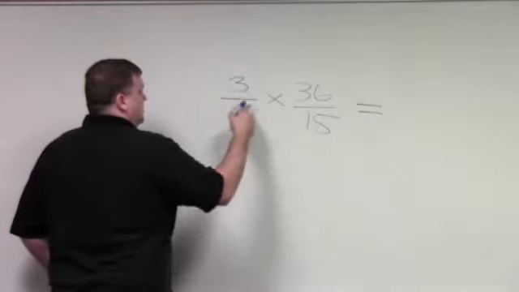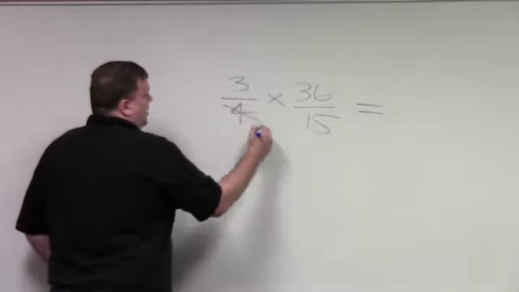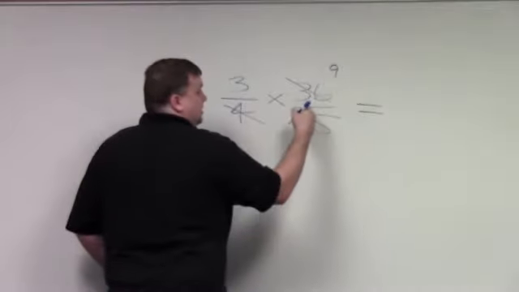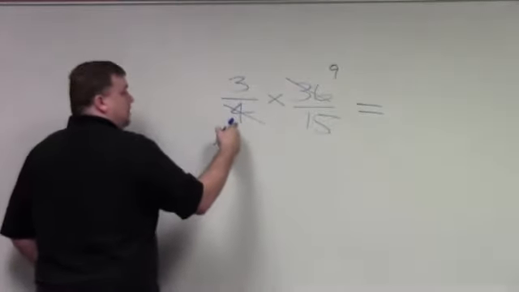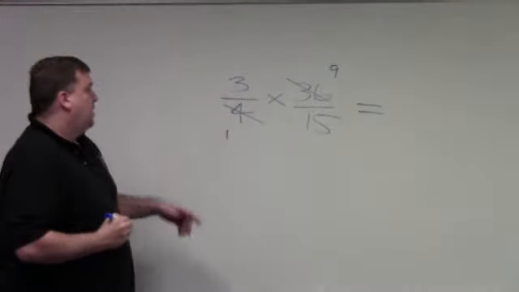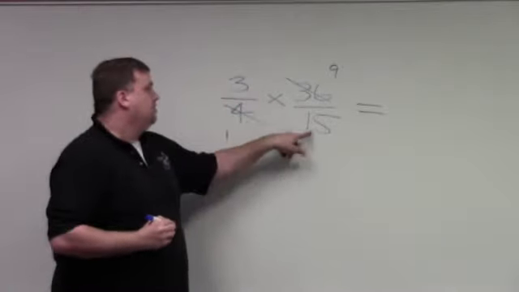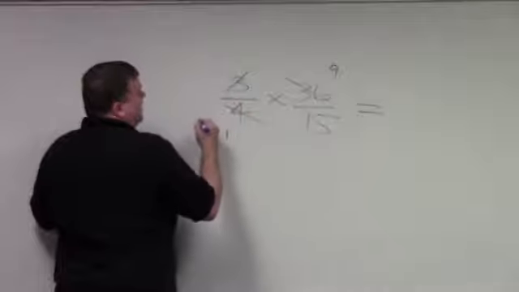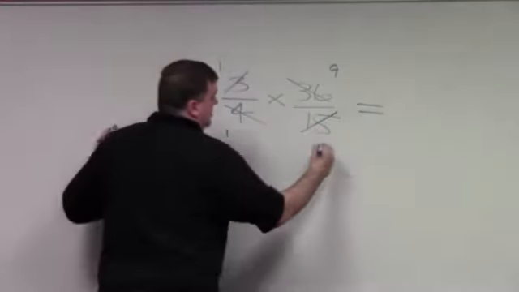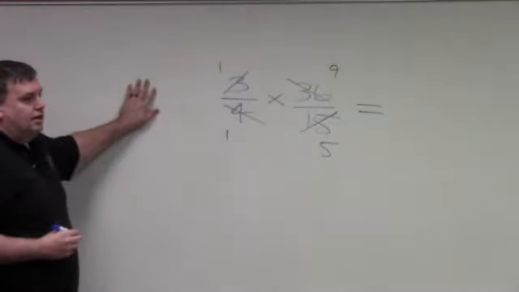4 and 36, is there something common between those 2? The common number is 4. You will get a 9 here, I agree, because 4 does go into 36 9 times. How many times does 4 go into 4? Once. So we basically reduced both of those by a factor of 4. Anything common between 3 and 15? 3 and 3. How many times does 3 go into 3? One. How many times does 3 go into 15? Five.